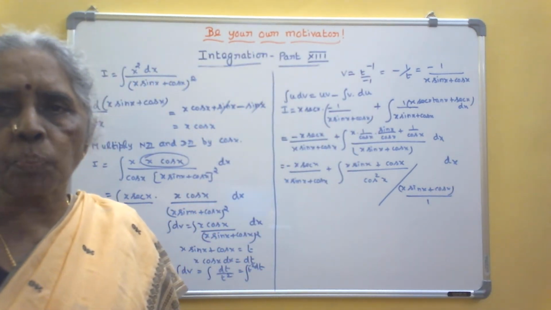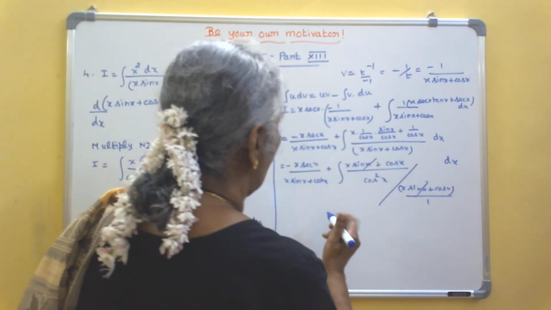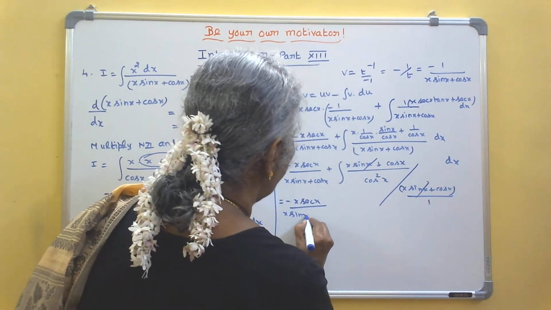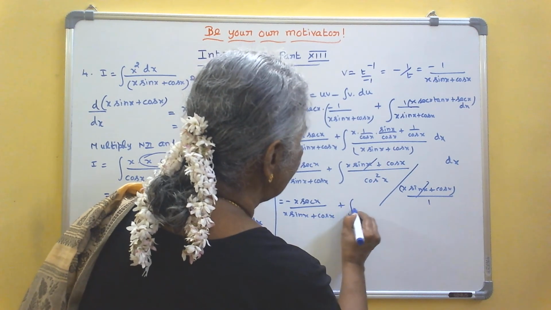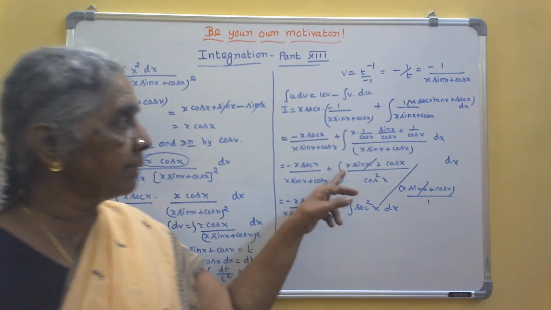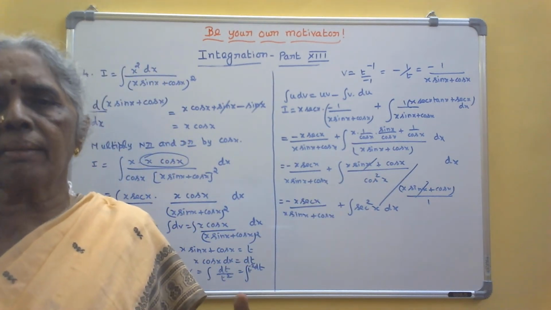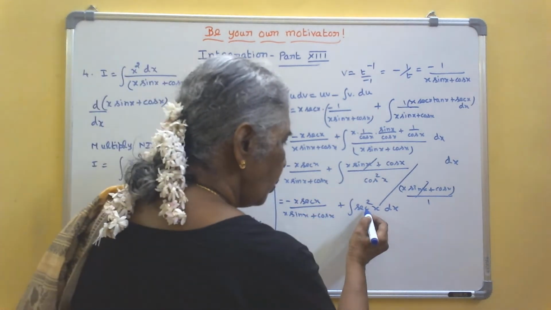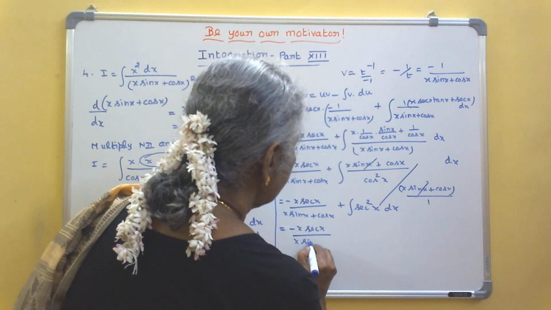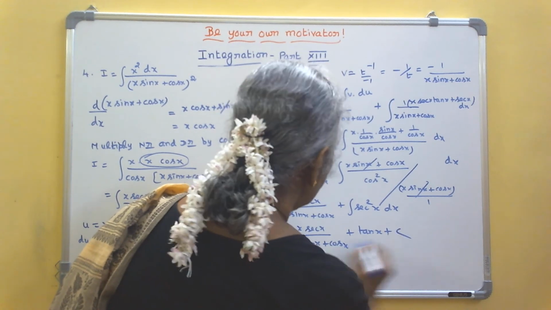Now you reciprocate this part. When you reciprocate, this and this will get cancelled. So you will get 1 by cos squared x, and this you repeat as it is. So here you will get plus integral secant squared x dx. Is that clear to you? I have cancelled the x sin x plus cos x, so this 1 goes up. So 1 by cos squared x is nothing but secant squared x, right? Now you know this is tan x. So I will get minus x secant x by x sin x plus cos x plus tan x plus c.